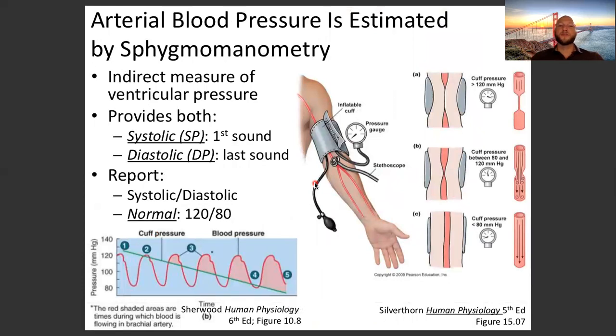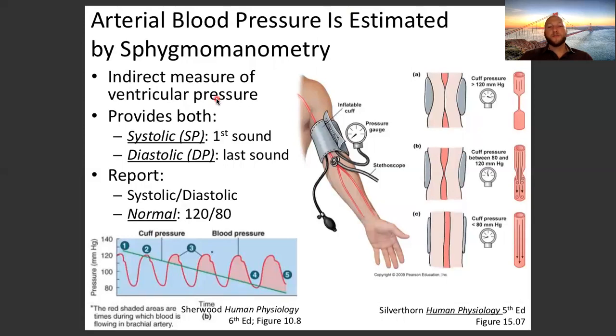Arterial blood pressure is estimated by sphygmomanometry, an indirect measure of ventricular pressure. So we're taking the pressure of our brachial artery. Do you think the pressure in our brachial artery is the same as our aorta?